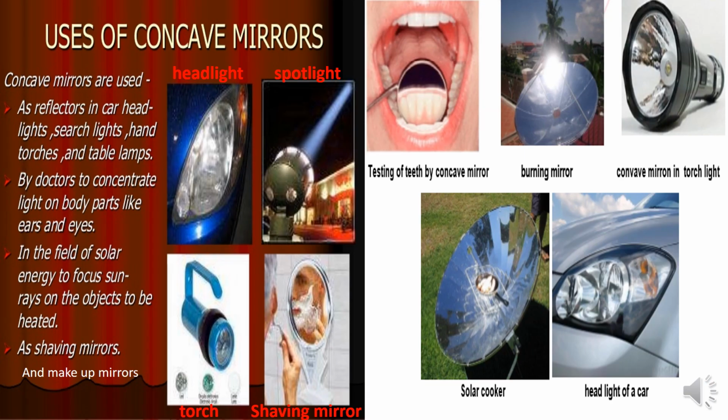Concave mirrors are used as reflectors in car headlights, searchlights, hand torches, and table lamps to get powerful parallel beams of light. It is used by doctors to concentrate light on body parts like ears and eyes. It is used in the field of solar energy to focus sun rays on the objects to be heated.